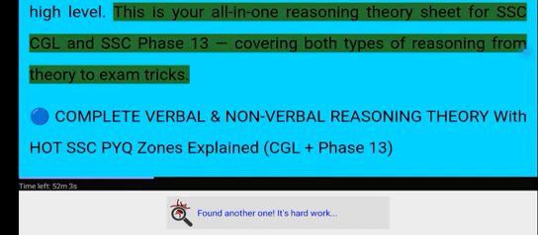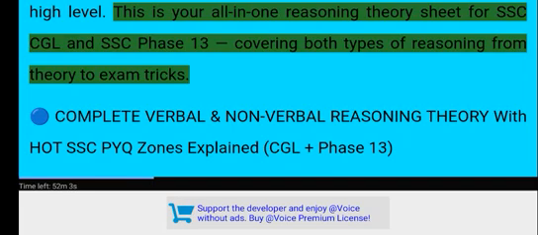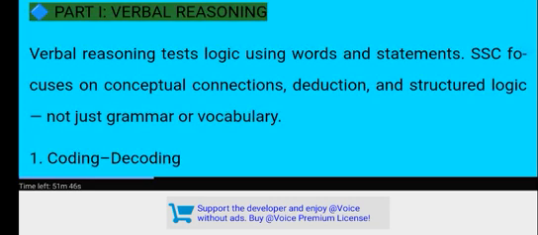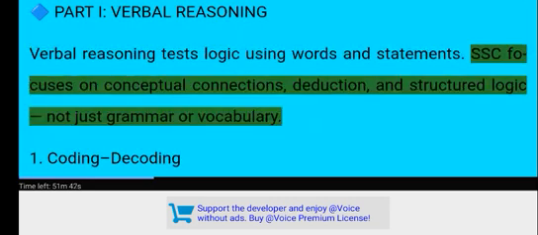This is your all-in-one reasoning theory sheet for SSC CGL and SSC Phase 13, covering both types of reasoning from theory to exam tricks. Complete verbal and non-verbal reasoning theory with hot SSC PYQ zones explained, CGL plus Phase 13. Part 1, verbal reasoning. Verbal reasoning tests logic using words and statements. SSC focuses on conceptual connections, deduction, and structured logic, not just grammar or vocabulary.